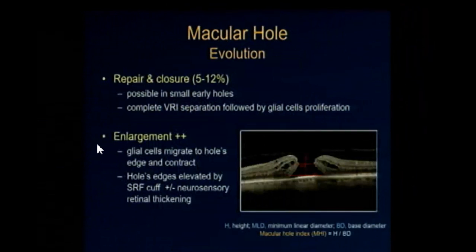Okay, so macular hole evolution. They don't usually close unless they're very, very small. So most of the time they will enlarge. And when they enlarge, the glial cells here migrate to the hole's edge and they start to contract. This is why you have this eversion that almost looks like a snake's head here. And you have a subretinal cuff because of that.